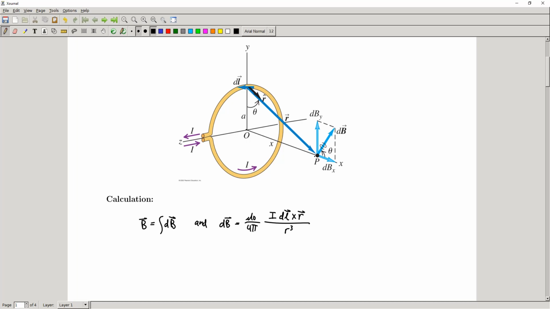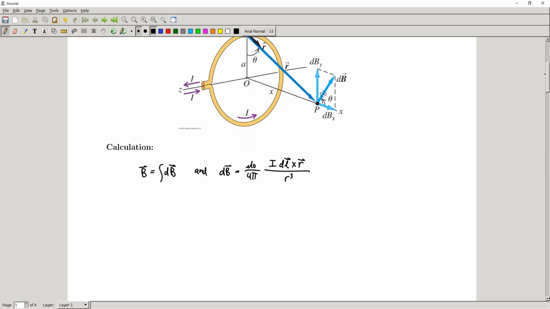So let's go back to writing down some stuff here so that we can actually continue the calculation. From all this, we're going to see that our dB is really going to point only in the x direction, and so it's going to end up being dB i hat.